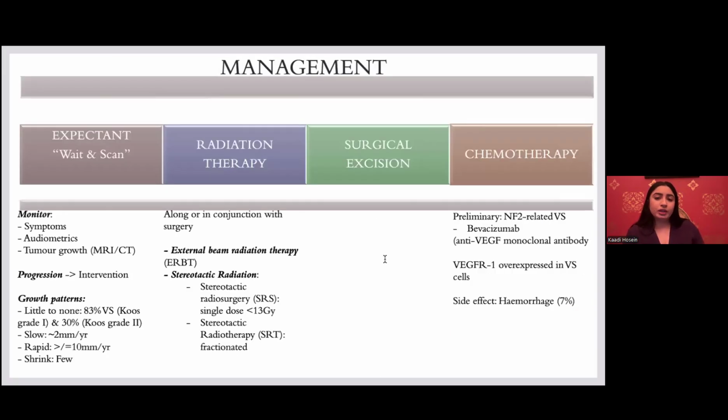In terms of chemotherapy, these show preliminary promise for progressive neurofibromatosis type 2 related vestibular schwannomas with bevacizumab or Avastin, which is the anti-VEGF or vascular endothelial growth factor monoclonal antibody. And VEGF plays a major role in the development of brain tumors by binding to the VEGF R1 and R2 receptors on the vascular endothelial cells, and VEGF R1 was found to be overexpressed in vestibular schwannoma cells. However, a side effect of this was that hemorrhage occurs in about 7% due to vessel necrosis.